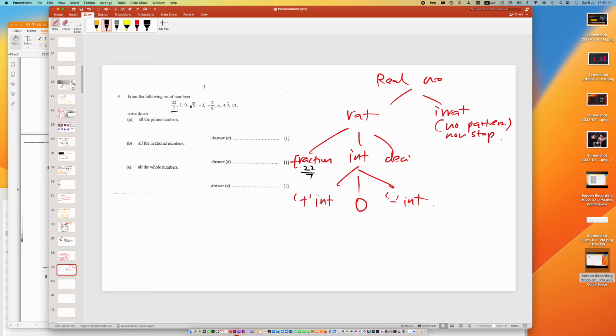Next. 1, here. 0, here. Square root 5, irrational. Negative 3, integer. Negative fraction. So please do it this way. Pi. 4.7 with a dot. 13.